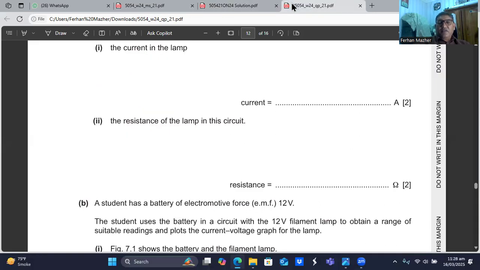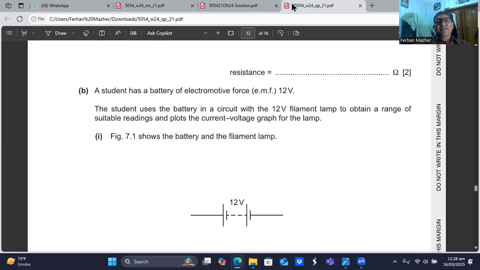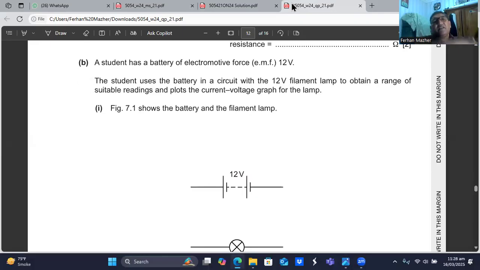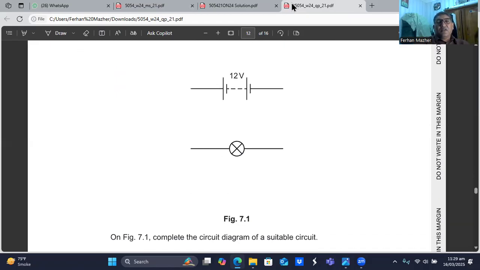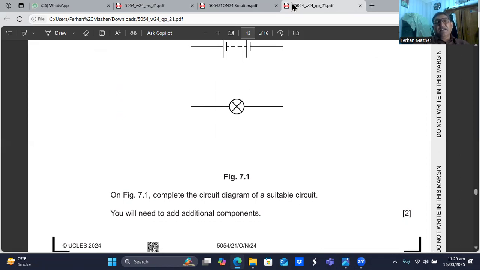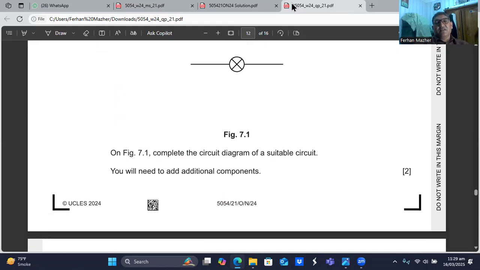Okay, so we are going to the next part, question number 7B. A student has a battery of electromotive force 12 volt. The student uses the battery in a circuit with the 12-volt filament lamp to obtain a range of suitable readings and plots the current voltage graph for the lamp. Figure 7.1 shows the battery and the filament lamp. On figure 7.1, complete the circuit diagram of a suitable circuit.